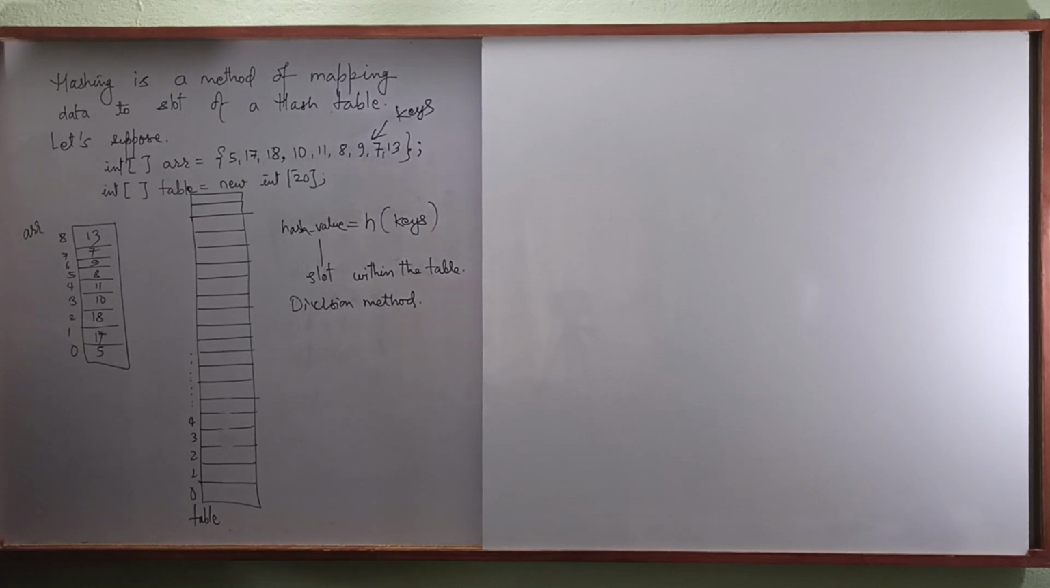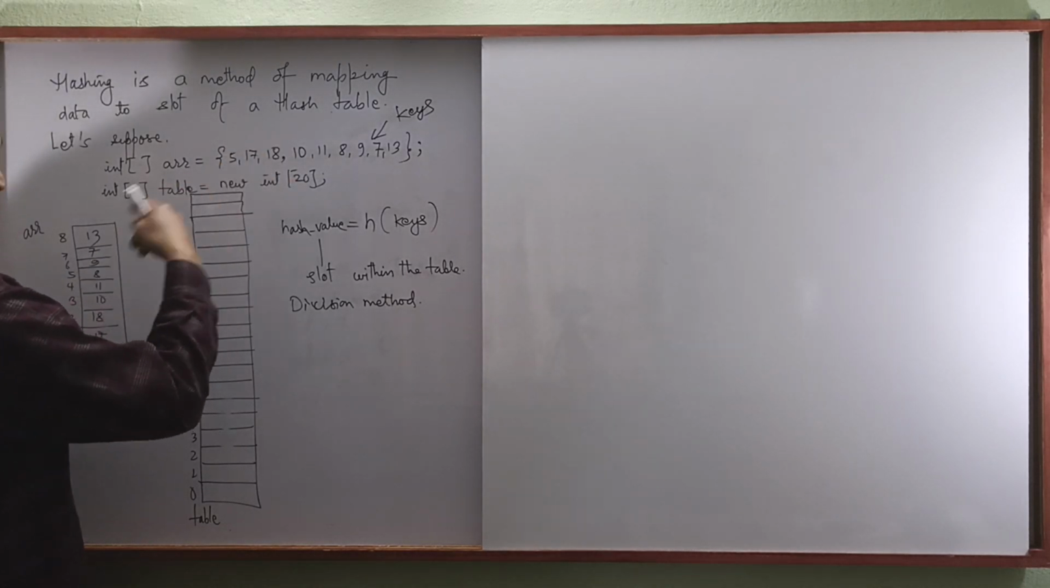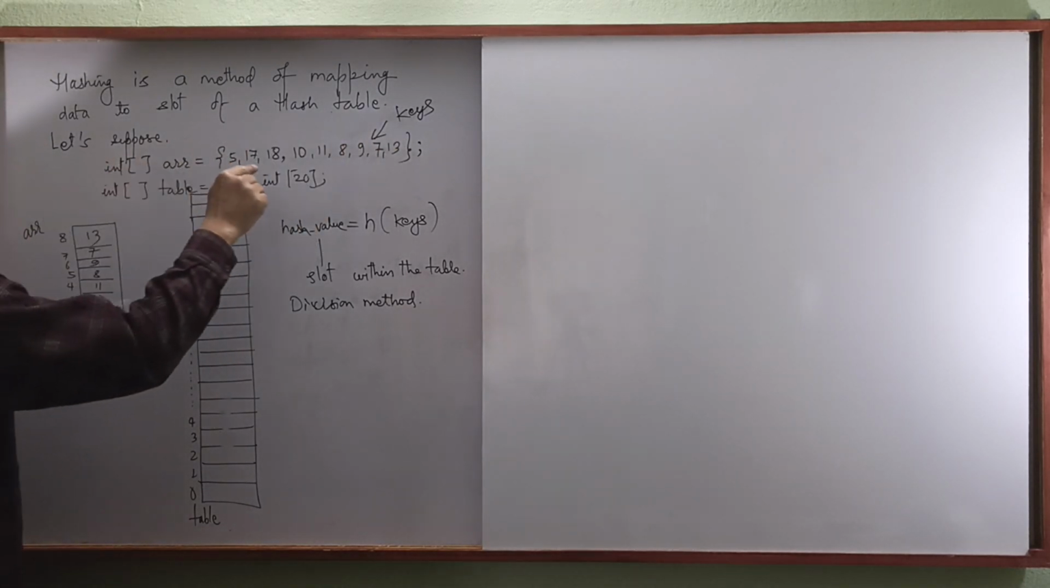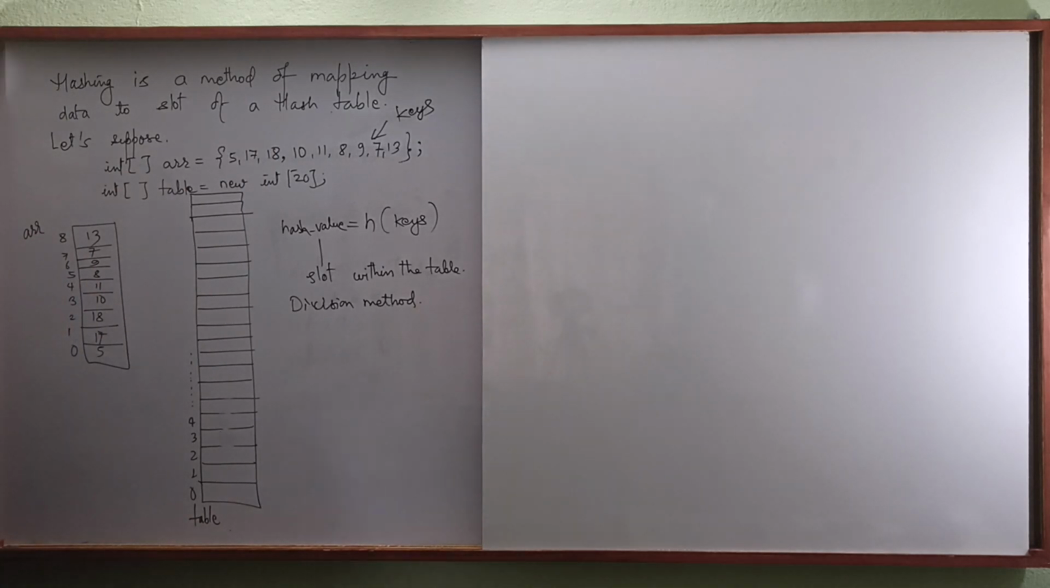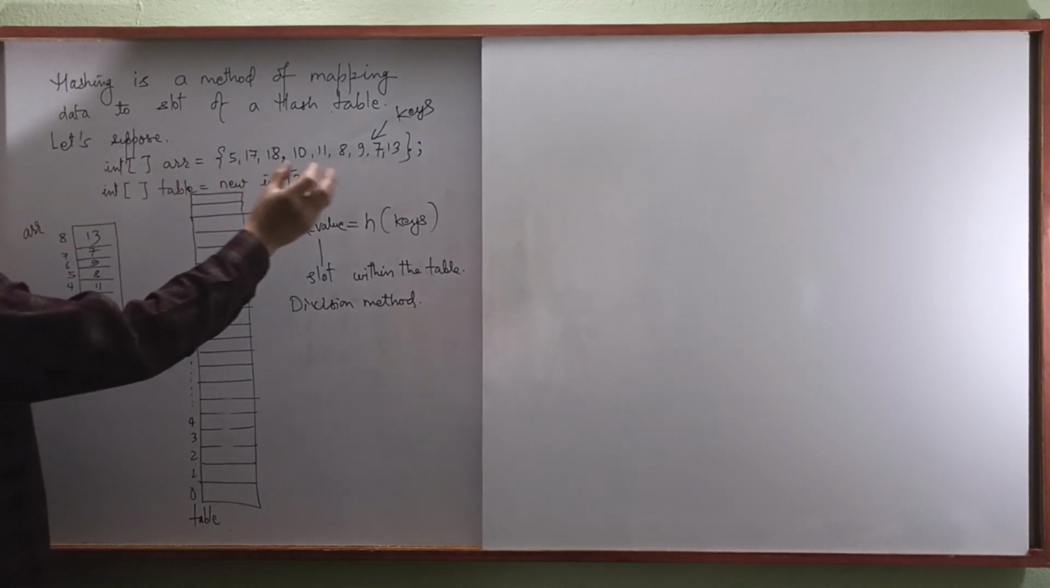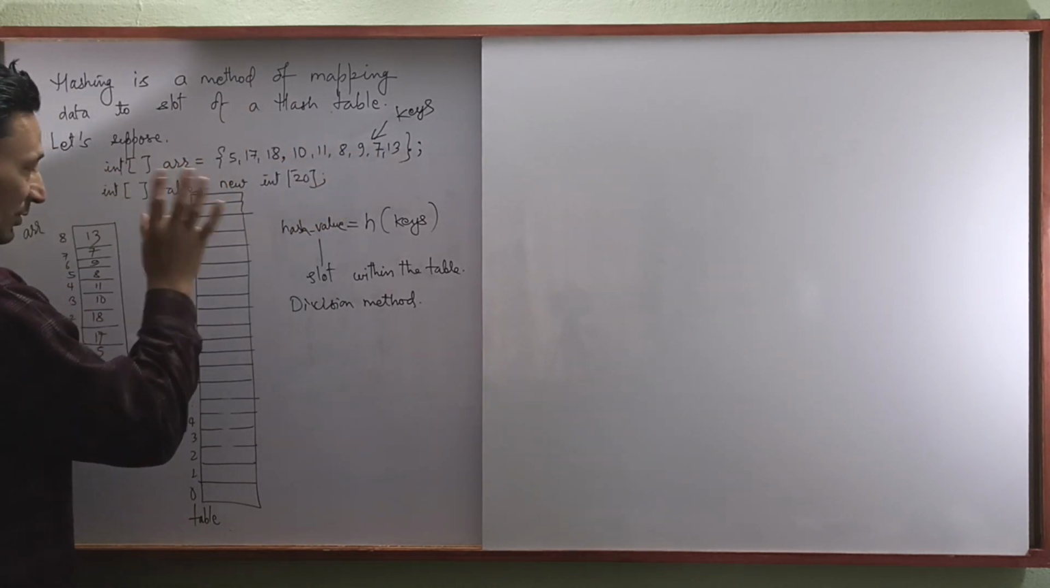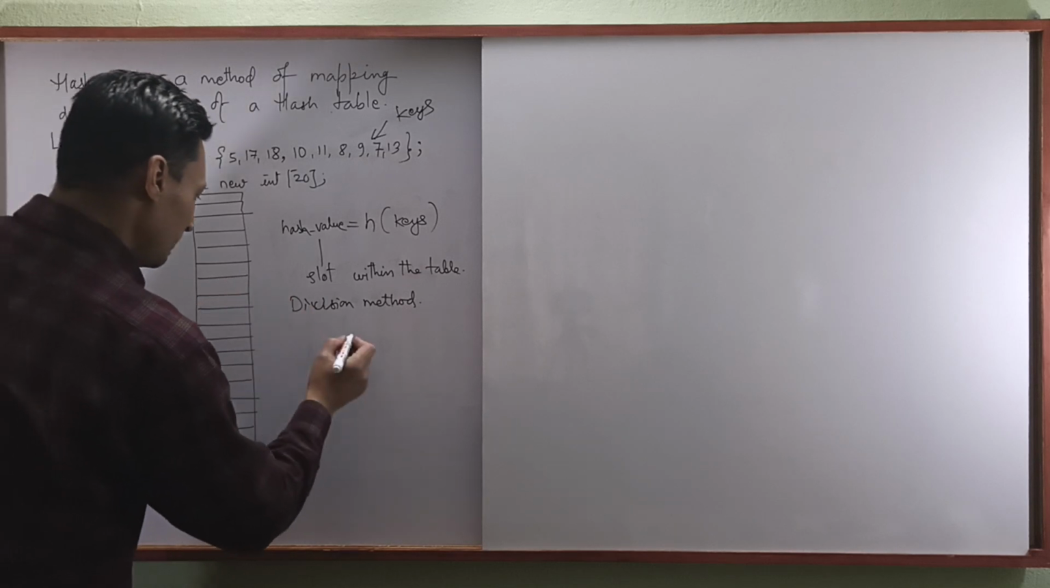Now here, how many numbers are there? We have 9 numbers. The maximum is 18. Now what I will do is take 13 as the prime number and divide each individual number by 13. Okay, now let's see what will happen.